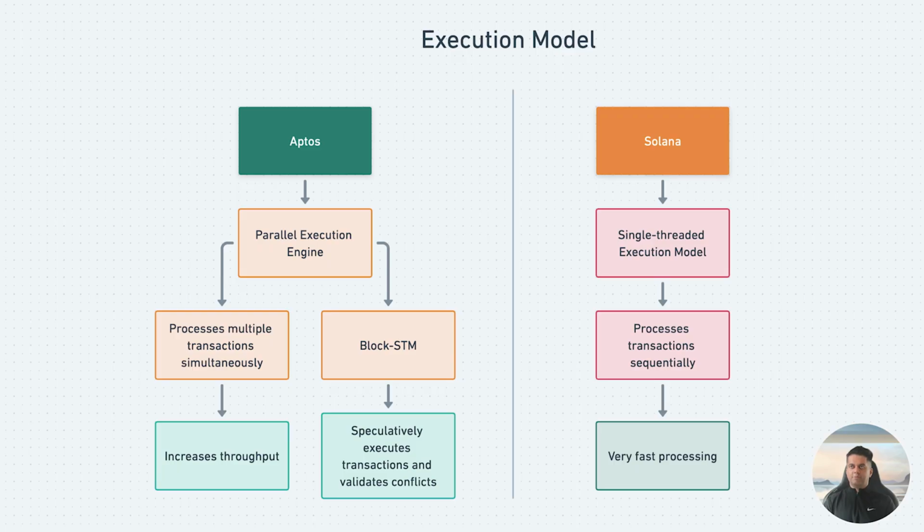Execution model. Aptos features a parallel execution engine that can process multiple transactions simultaneously, significantly increasing throughput. This is achieved through Block-STM, which speculatively executes transactions and validates conflicts. Solana uses a single-threaded execution model, which processes transactions sequentially but very quickly.